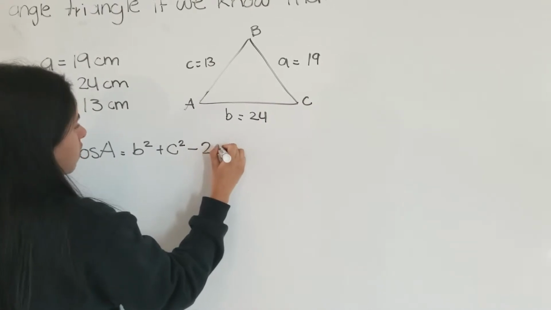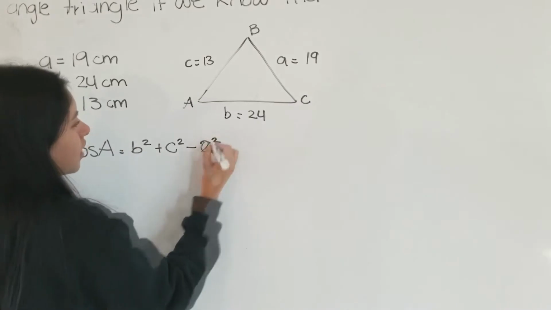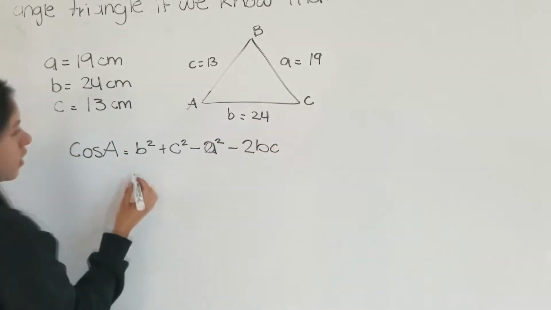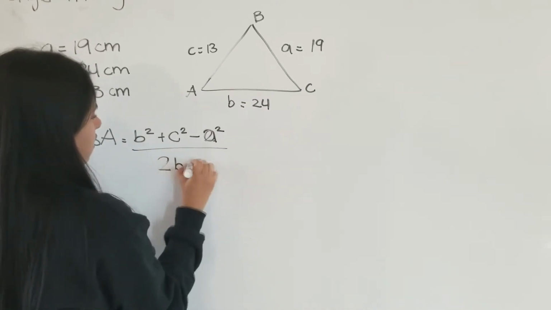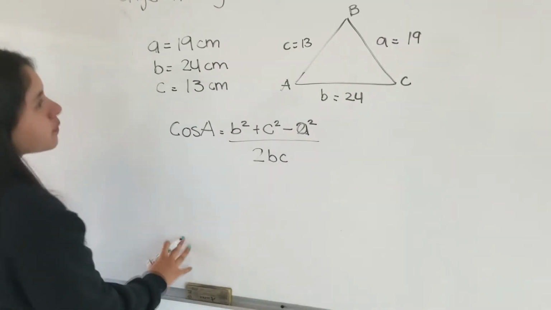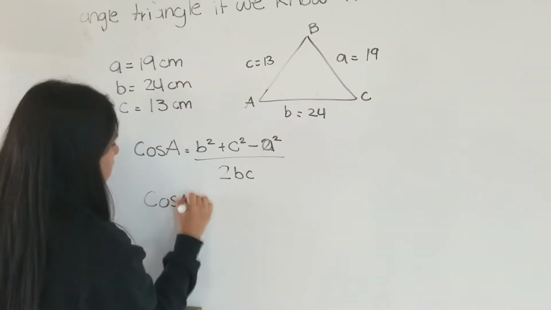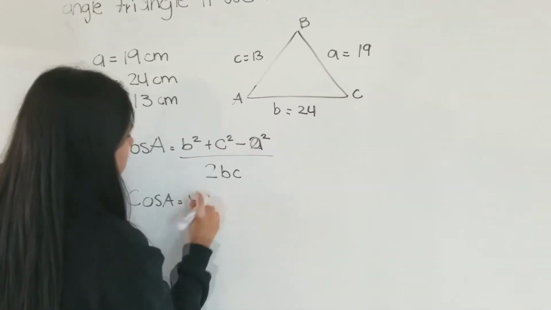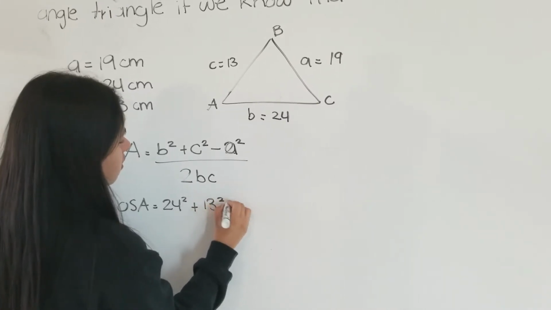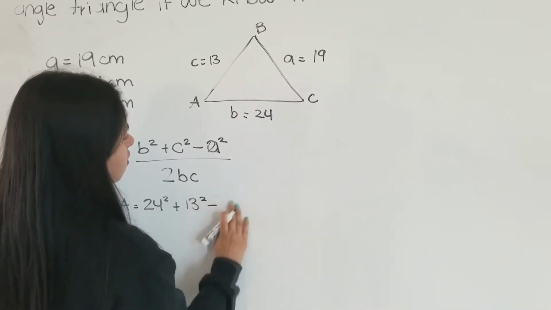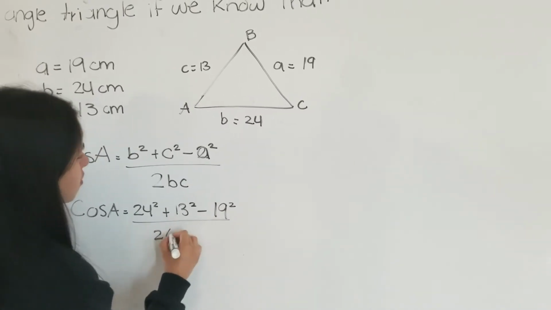Cosine of A is equal to 384 divided by 624, which is equal to 0.1615. We clear for A, so we have cosine to the power of minus 1 times 0.1615. A is equal to 52.04.